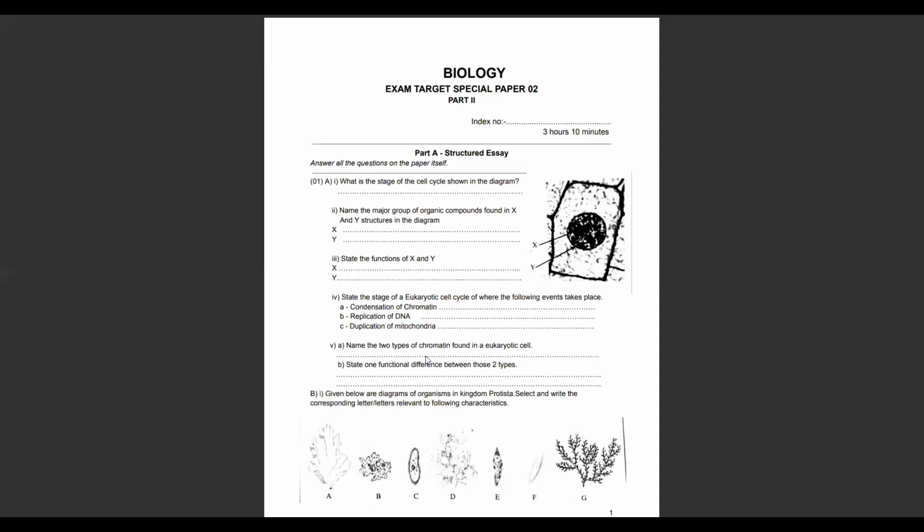Right. Exam target special paper 2, part 2 discussion. Part A, structured essay. Question number 1. Now, in the structured essay, you have to answer all the questions on the paper itself, right? You can't attach any other papers. You have to write the answers in the given space. Now, look at the first question, part A, Roman number 1. What is the stage of the cell cycle shown in the diagram?